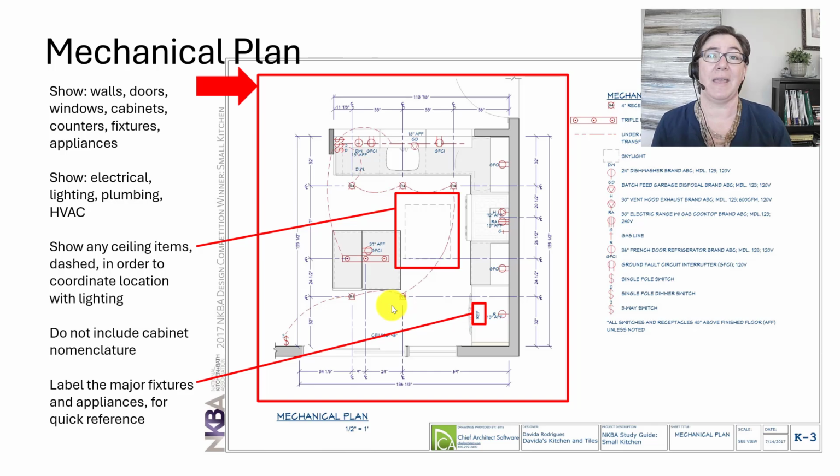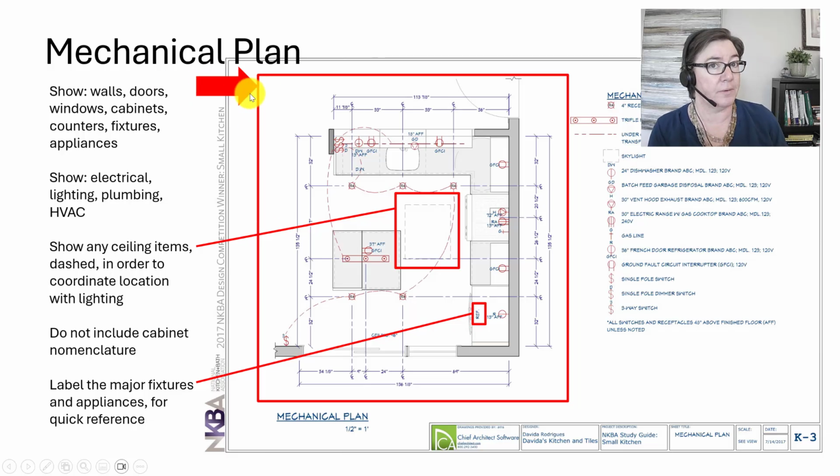Let's look at NKBA graphic standards for the mechanical plan. The mechanical plan is where NKBA shows all of the electrical, lighting, and mechanical information, which is plumbing and HVAC. If you are involved in larger projects, you might pull those sets of information onto different sheets. NKBA is typically working with a very small project, and therefore they put all of this information all on one sheet. So what do we show on this mechanical plan that I've kind of highlighted here?